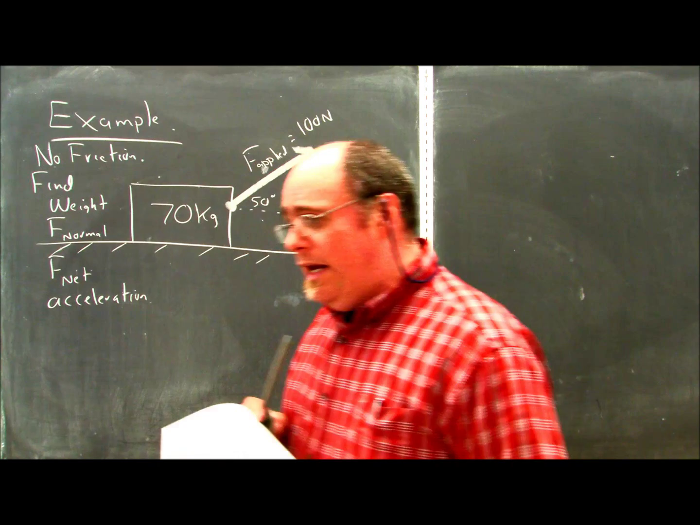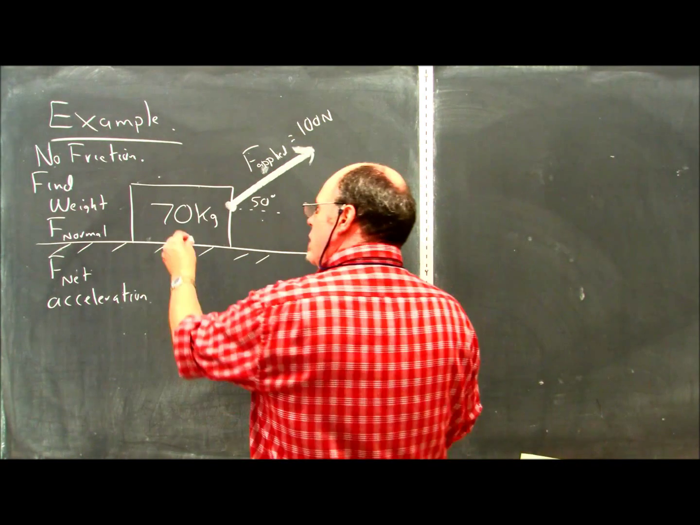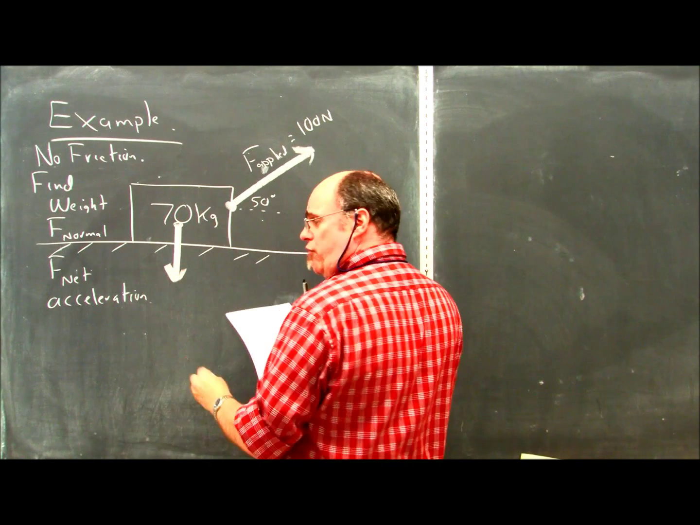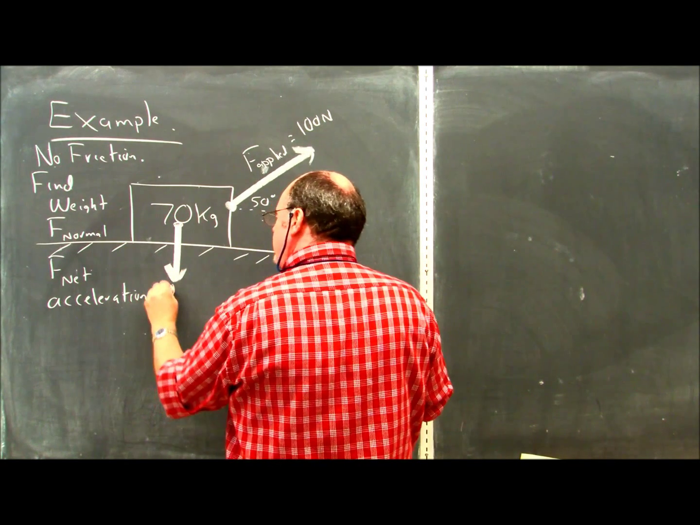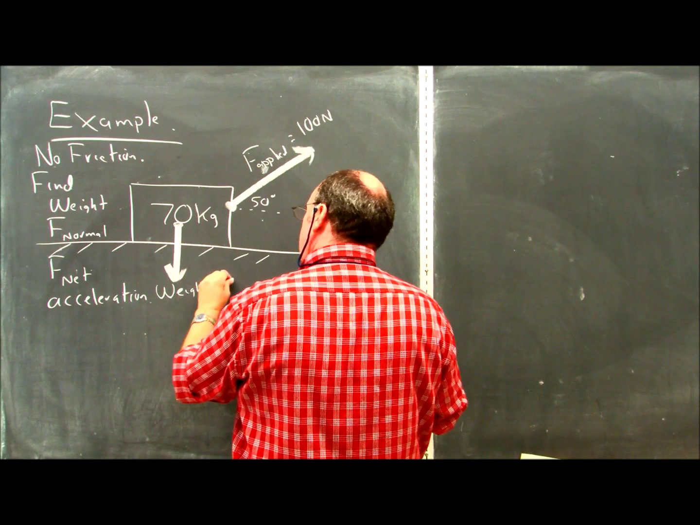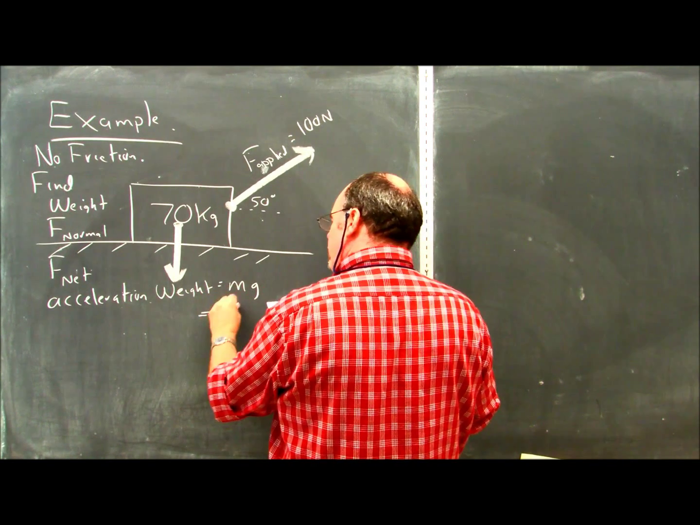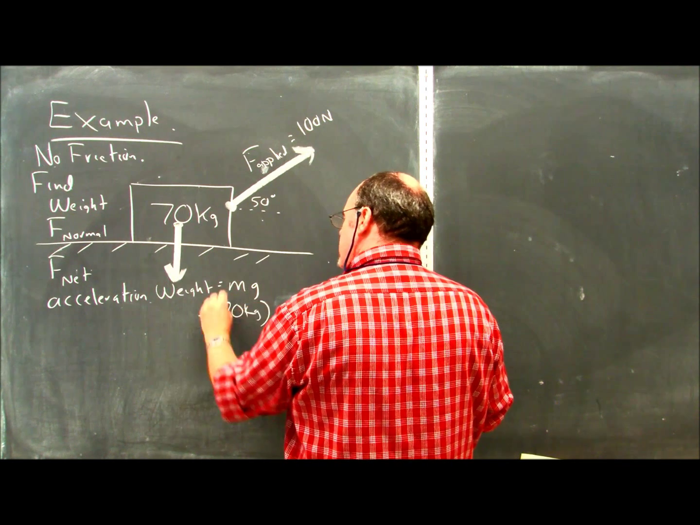So the weight is just a formula. What I would do is I would go towards the center of the box. And right from the center, I would draw a line straight down. And I would say weight equals the mass times gravity. So in this case, the weight equals 70 kilograms times 9.8.